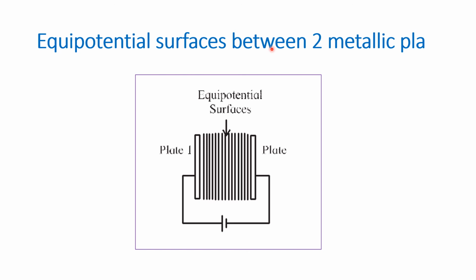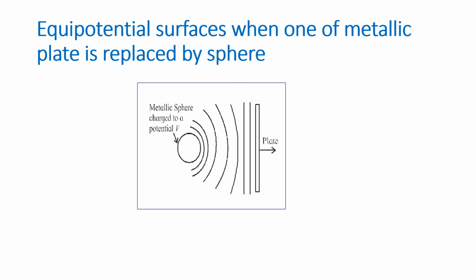Equipotential surfaces between two metallic plates. This is metallic plate first, which is connected to the positive terminal of a battery, while metallic plate 2 is connected to the negative terminal of the battery, and these lines indicate equipotential surfaces. Each line has a different electric potential, but on the surface the potential is the same. Always remember that. If we consider one of the plates replaced by a sphere, then the equipotential surfaces are as shown in the figure.